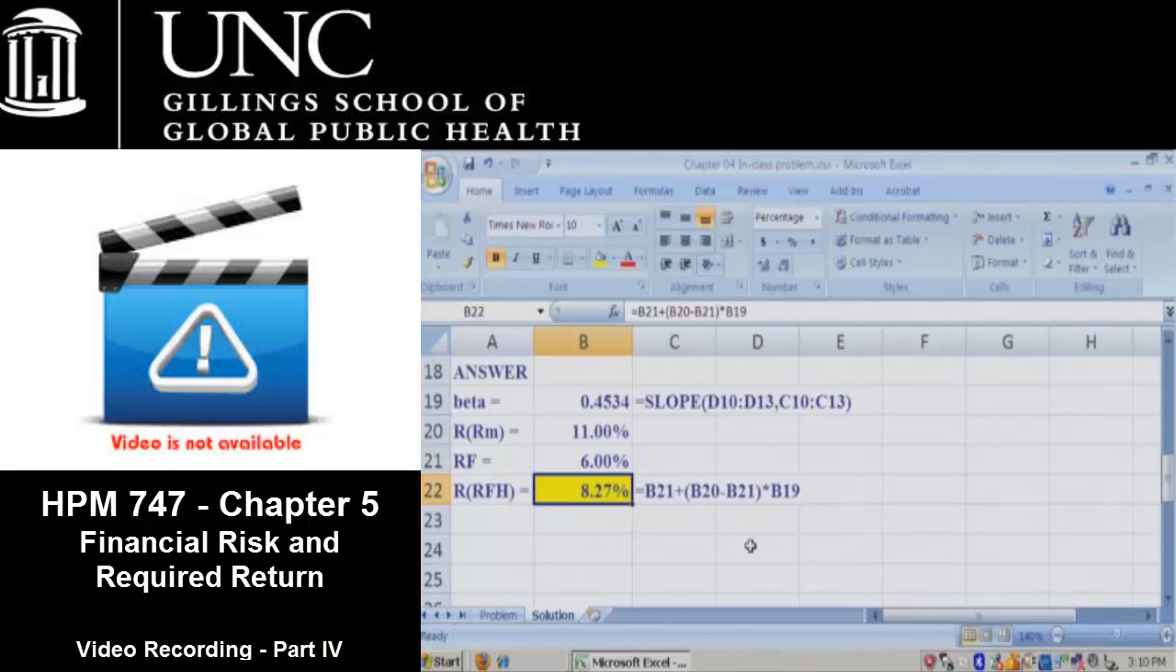They would then compare that to the expected rate of return on the stock, and if it's greater than 8.27, they would buy it, and if it's less than the 8.27, they would not buy it. Any other questions about the concepts of what we've been talking about? Does everyone follow this arithmetic and what we did?